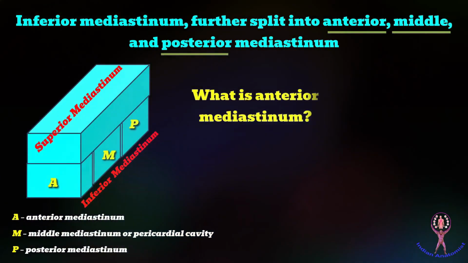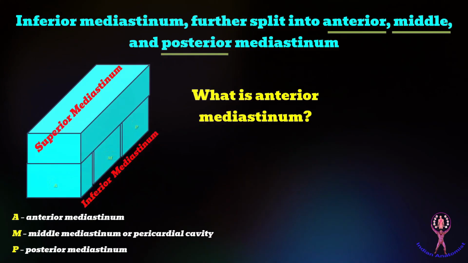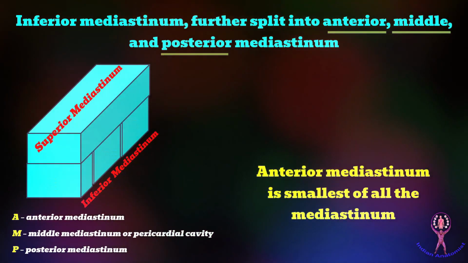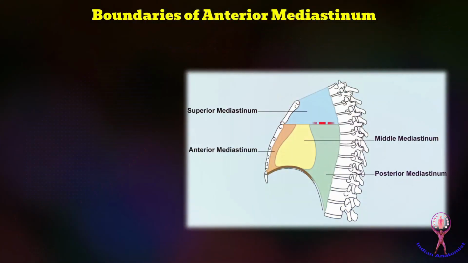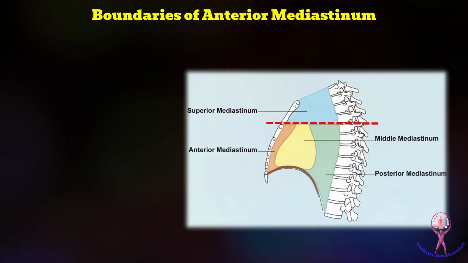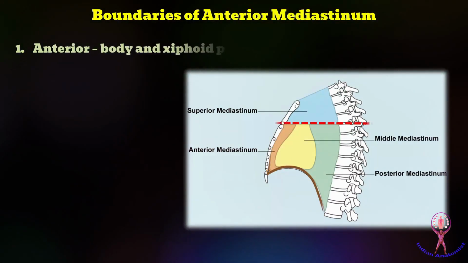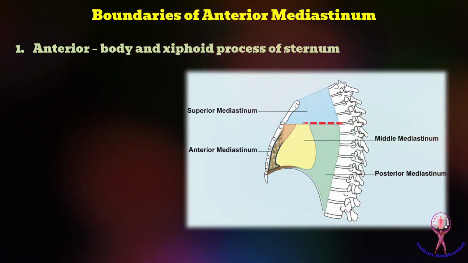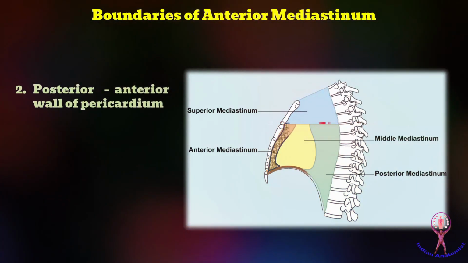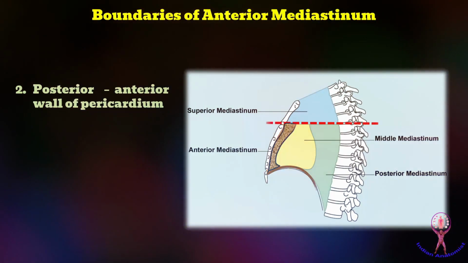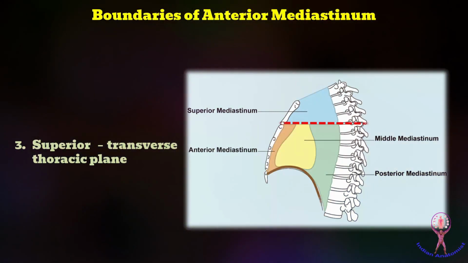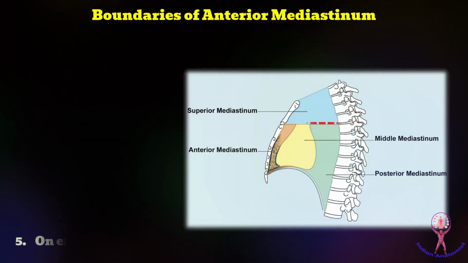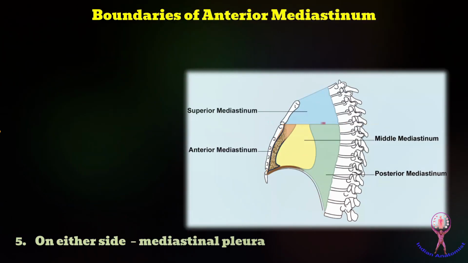Now, I'll start by talking about the anterior mediastinum. Of all the mediastinums, the anterior mediastinum is the smallest. Boundaries of anterior mediastinum are anteriorly, bounded by body and xiphoid process of sternum. Posteriorly by anterior wall of pericardium. Superiorly by transverse thoracic plane. Inferiorly by diaphragm. And, on either side by mediastinal pleura.